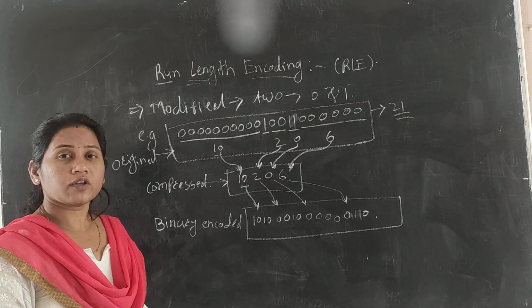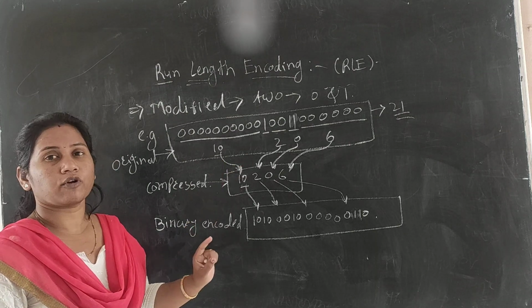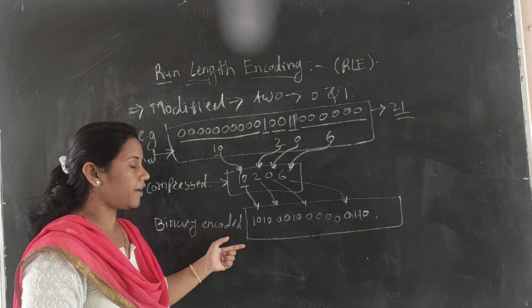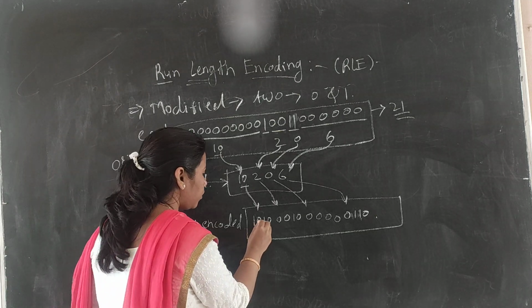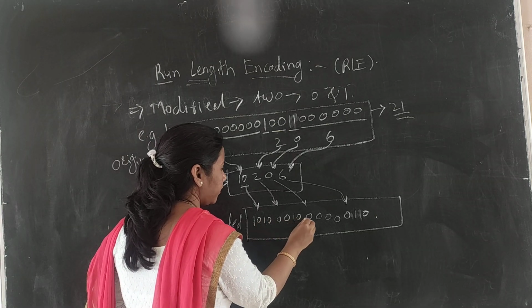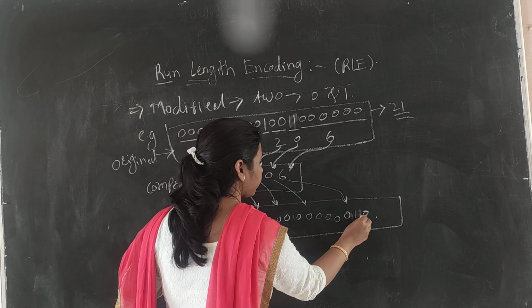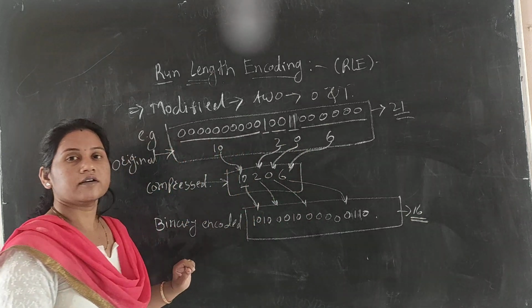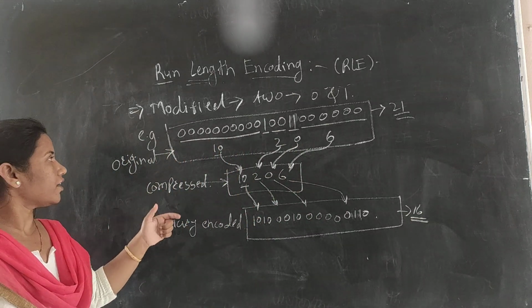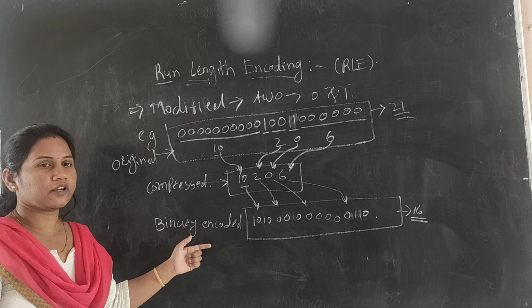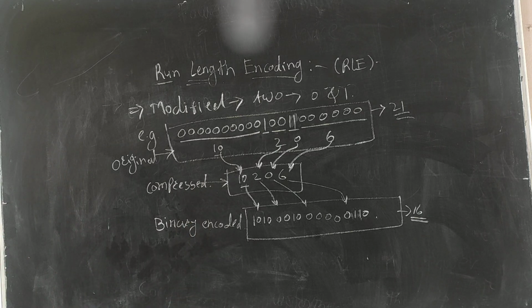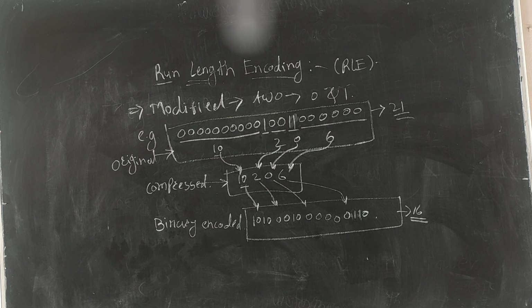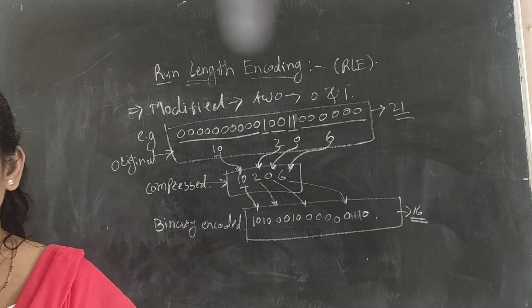The message originally contained 21 symbols, but in the encoded data we require only 16 symbols after the compression. That means there is a compression of the data, of 21 symbols into 16.